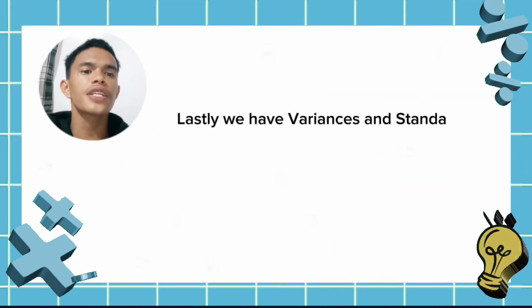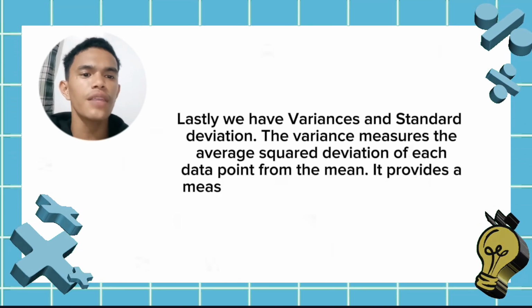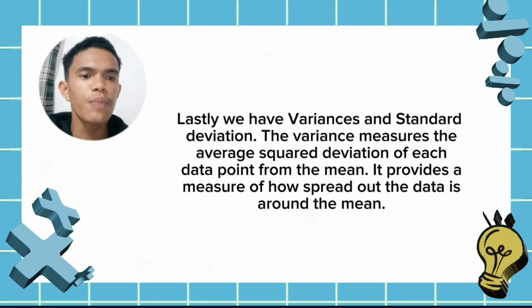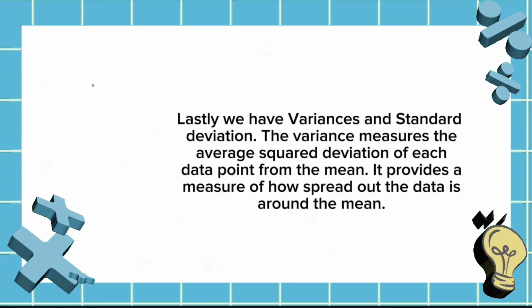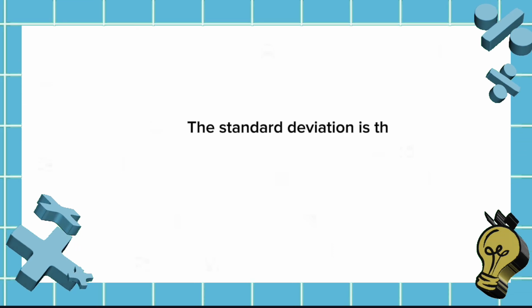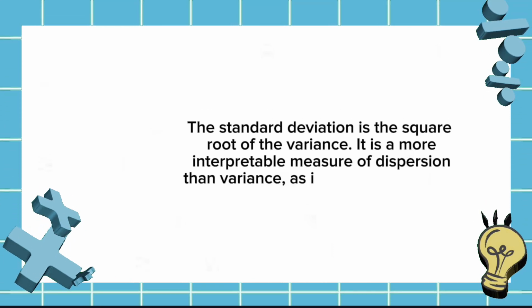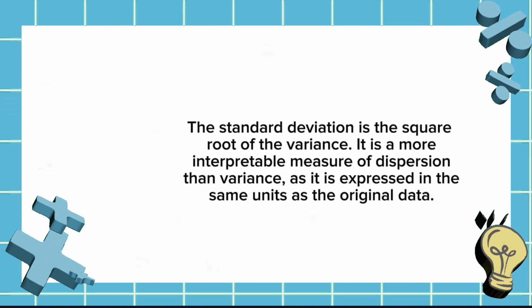Lastly, we have variance and standard deviation. The variance measures the average spread or deviation of its data points from the mean. It provides a measure of how spread out the data is around the mean. The standard deviation is the square root of the variance. It is a more interpretable measure of dispersion than variance, as it is expressed in the same unit as the original data.